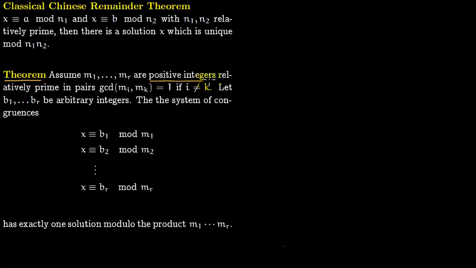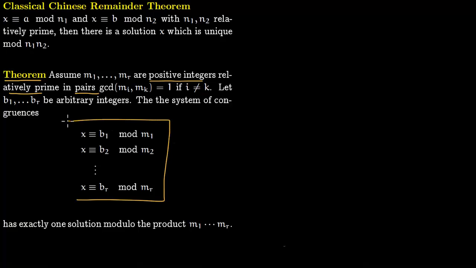So these are positive integers and they're relatively prime in pairs. So the greatest common divisor of mi and mk is 1 if i is not equal to k. So pick any two of them, they will be prime to each other. Let b1 to br be some arbitrary integers, and you have a system of congruences. Here we just had two congruences, here you have a bunch.